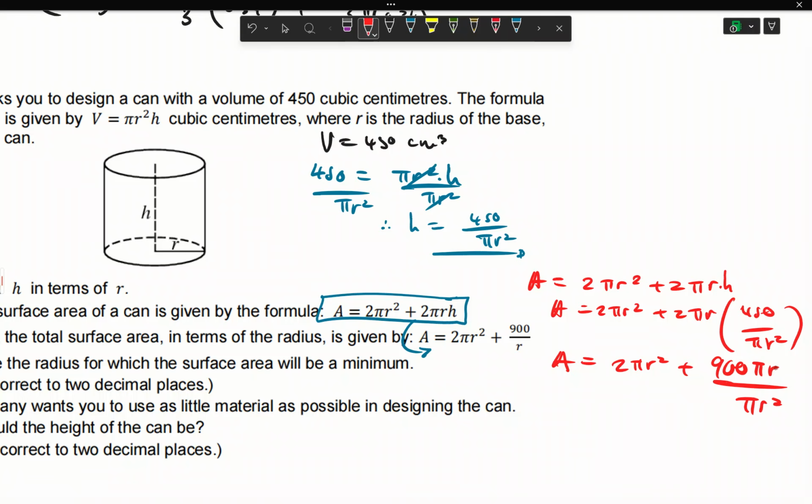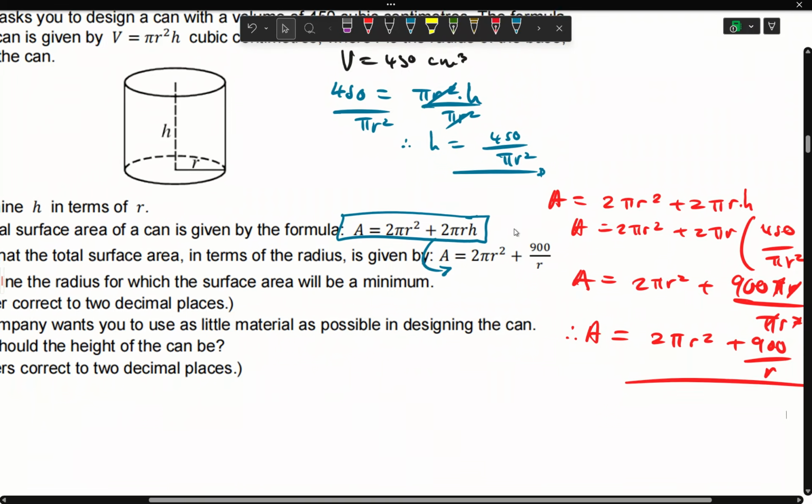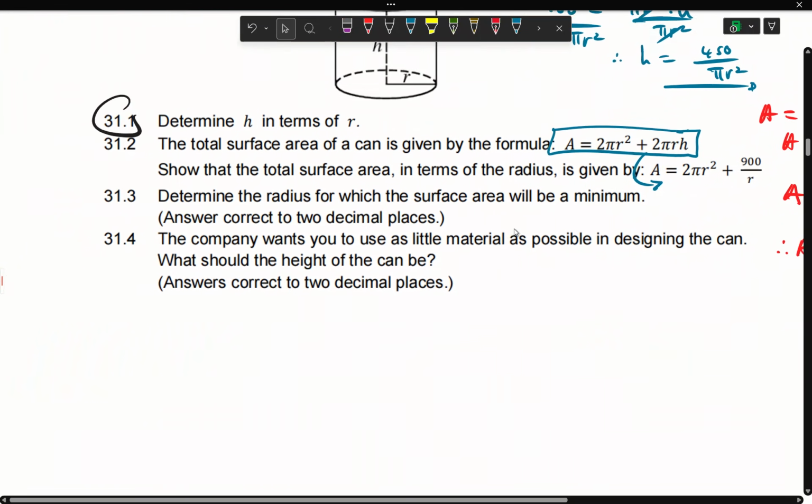So this is going to give this one and this one rationalized at the bottom. Therefore, the surface area formula is just going to be 2 pi r squared plus 900, and then you have what? Oh, the pi and the pi rationalize all over r there. So now this is the surface area formula, and we have shown that indeed that's what they were looking for.